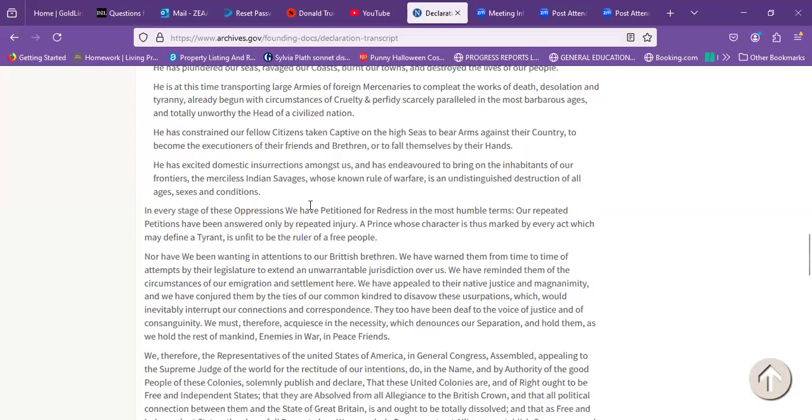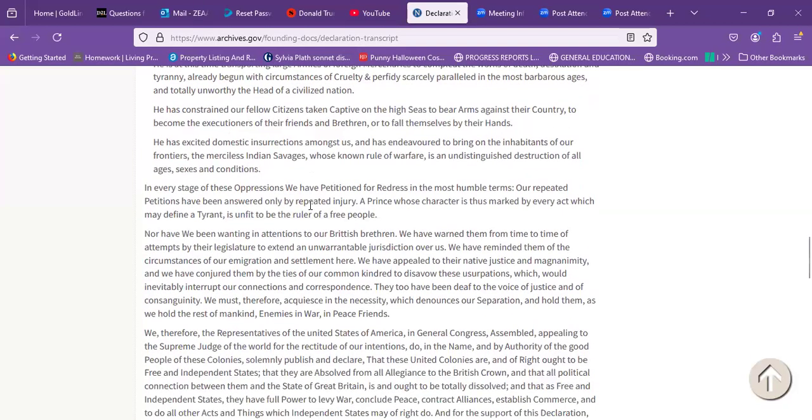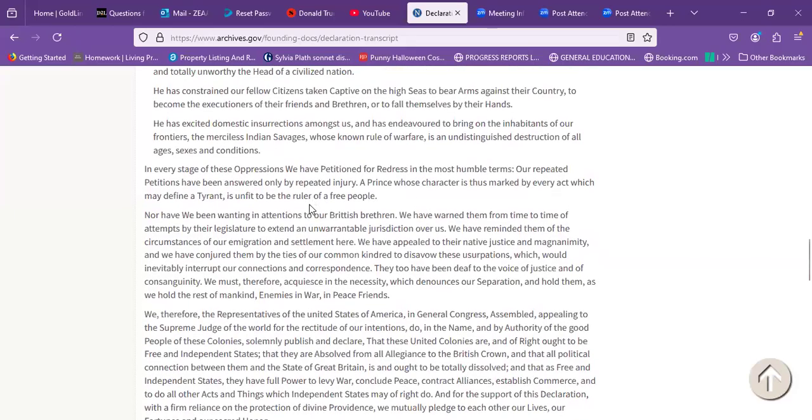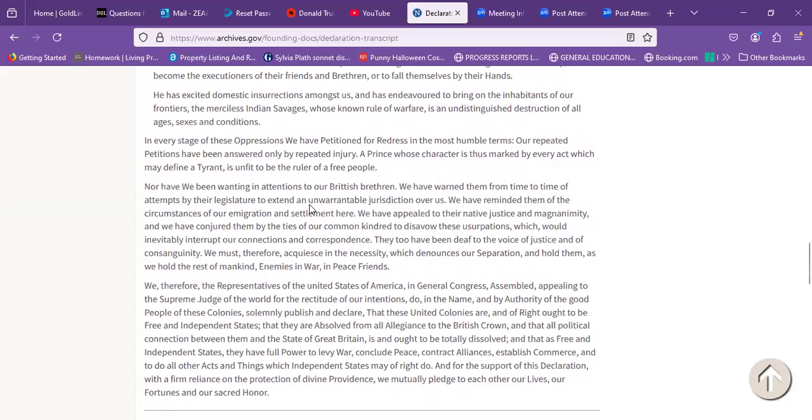He has excited domestic insurrections among us, and has endeavored to bring on the inhabitants of our frontiers, the merciless Indian savages. Clearly, this is before any era that cared about political correctness, whose known rule of warfare is an undistinguished destruction of all ages, sexes, and conditions. Is that a fair representation of American Indians? No. It is an accurate representation of how many Americans perceived them at the time.